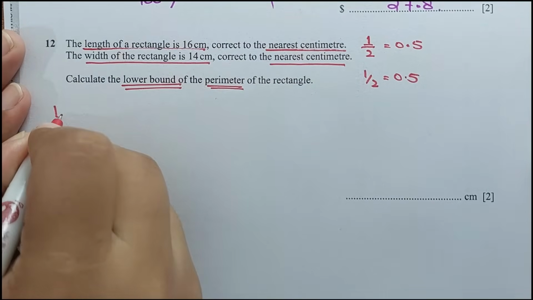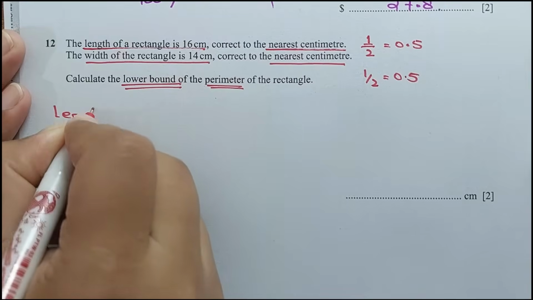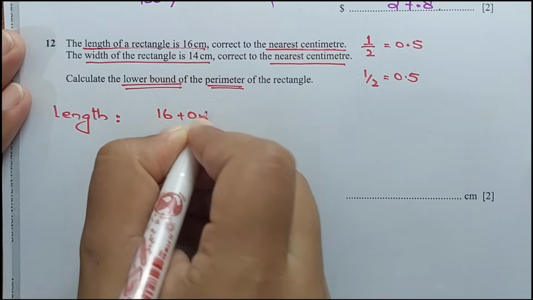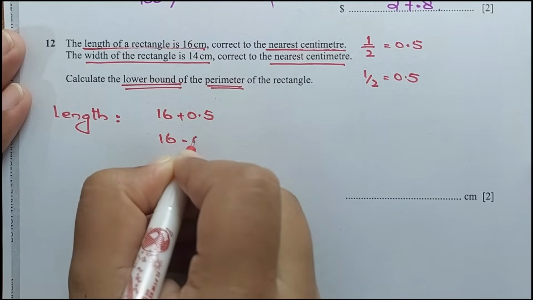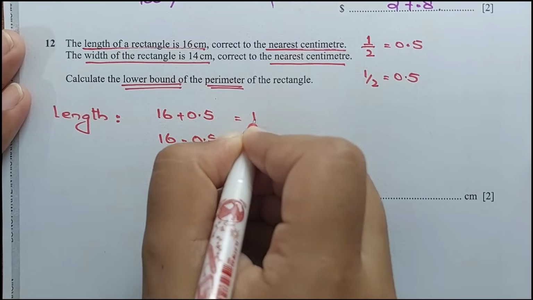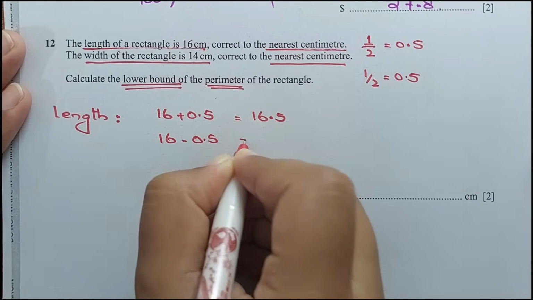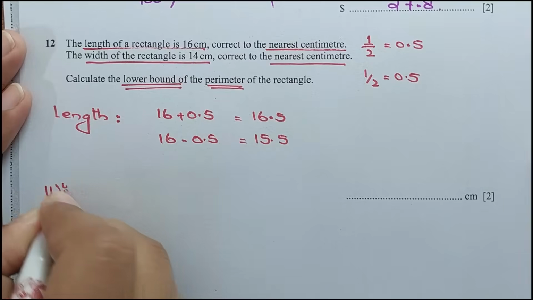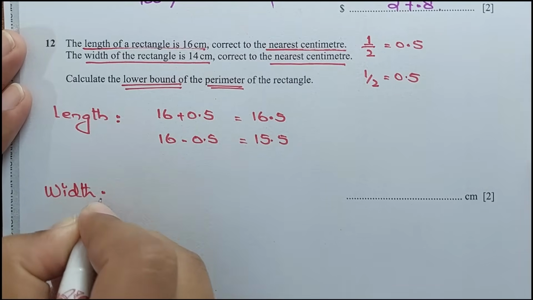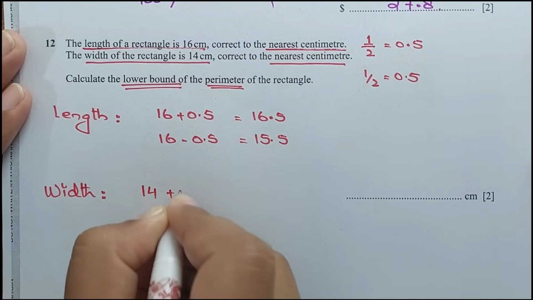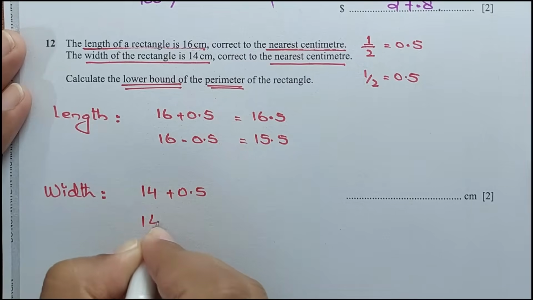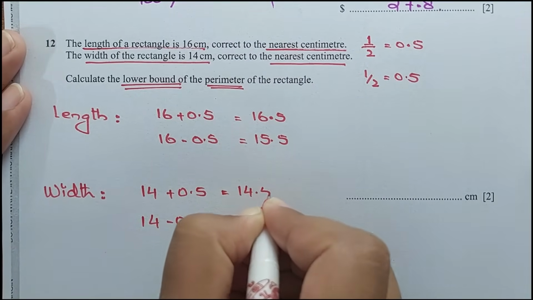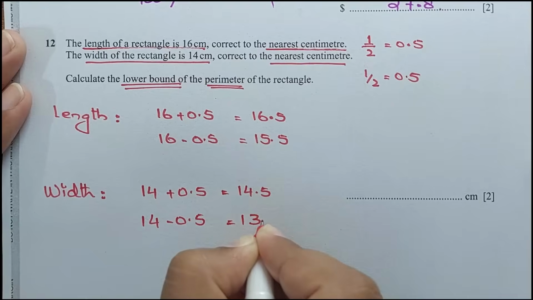Okay, so first we are working with the length, the upper and the lower bound of length. So 16 add 0.5, and 16 subtract 0.5. When we add, it is 16.5, and when we subtract, it is 15.5. Right, now for the width. For the width, it is 14 plus 0.5, and 14 minus 0.5. So this is 14.5, and this is 13.5.